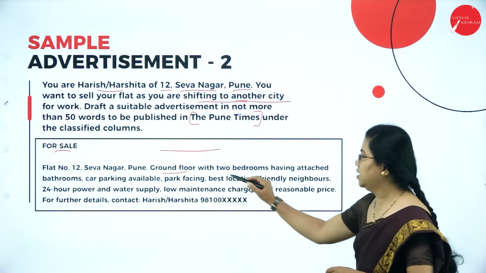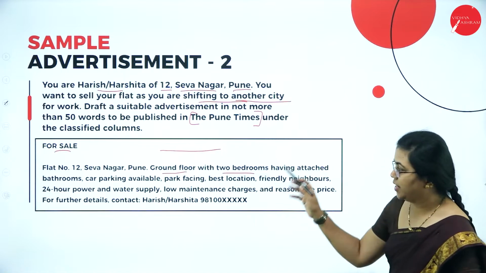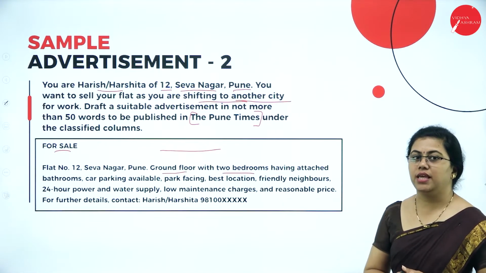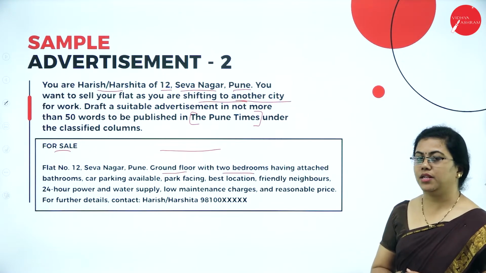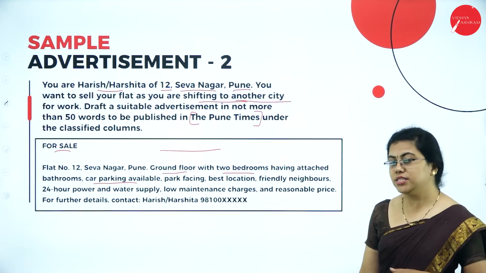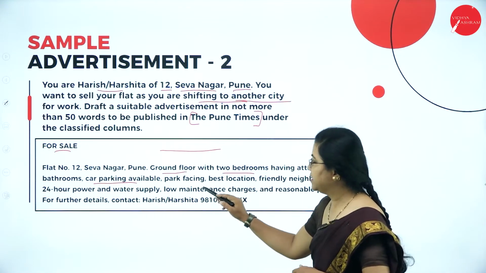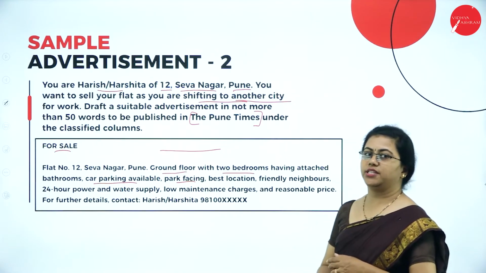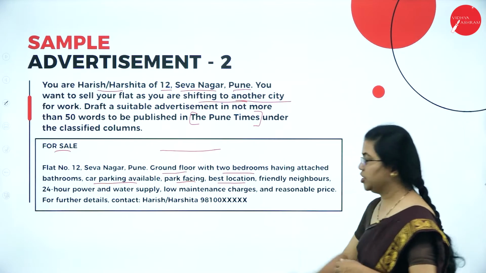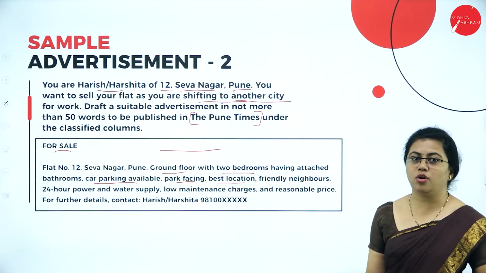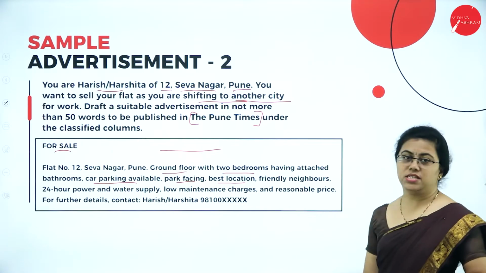You are specifying the number of bedrooms, having attached bathrooms. So both the bedrooms have attached bathrooms. Then car parking available. So is the car parking available is what you are specifying. Park facing. So there is a park that is there opposite to the flat. Then best location. That is because you have a park nearby. You have car parking also. So that will be the best location.